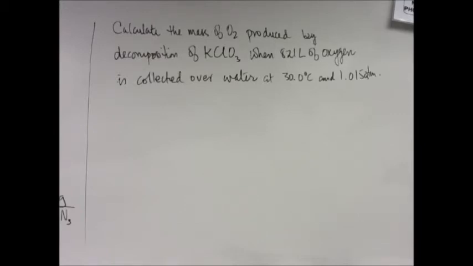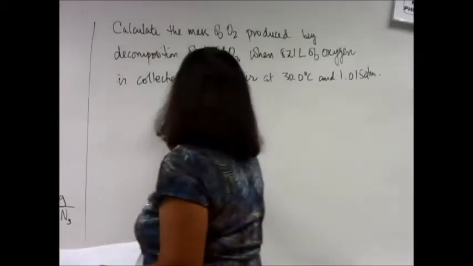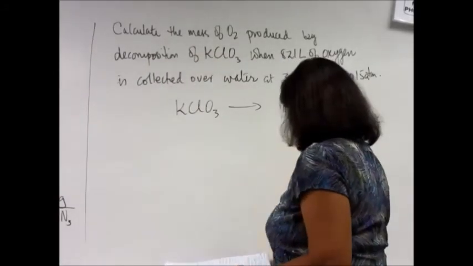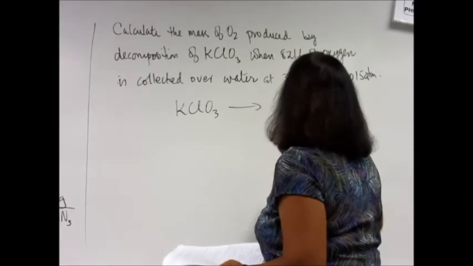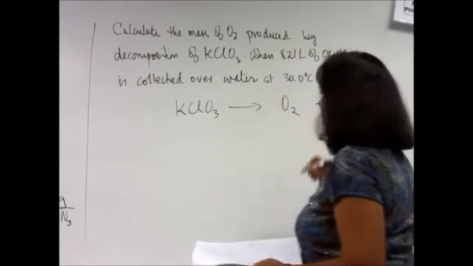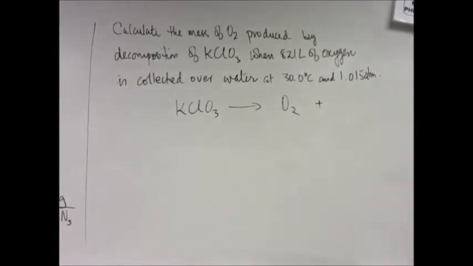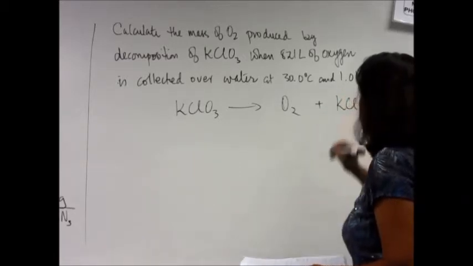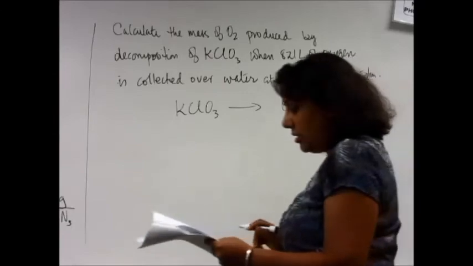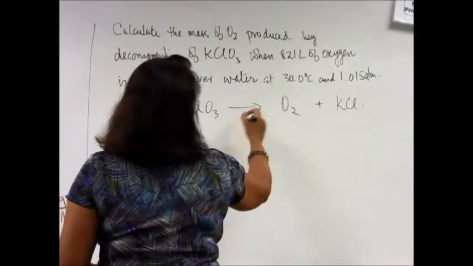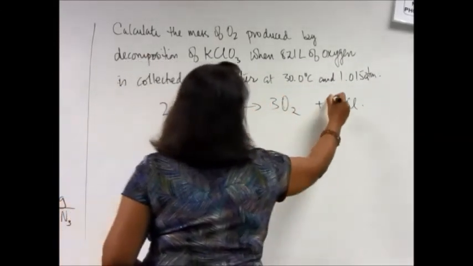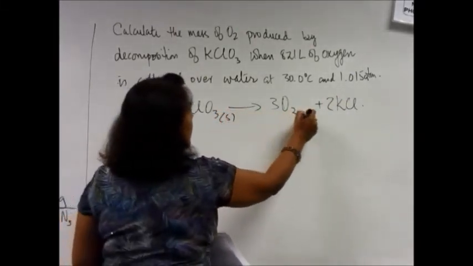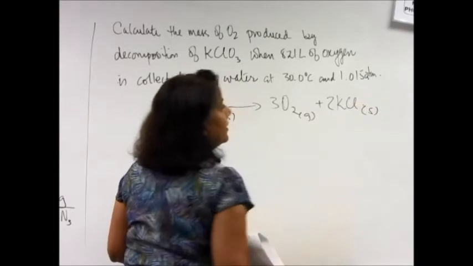So I'll write the equation. KClO3 to give oxygen. And what's my other product? What do you think? Potassium chloride. Very good. And so we balance the equation as usual. So we have 3 here, 2 here, and 2 here. Solid, gas, solid.